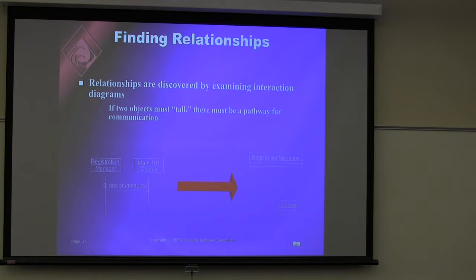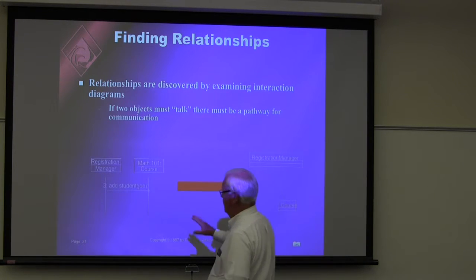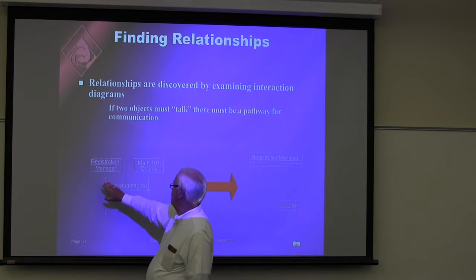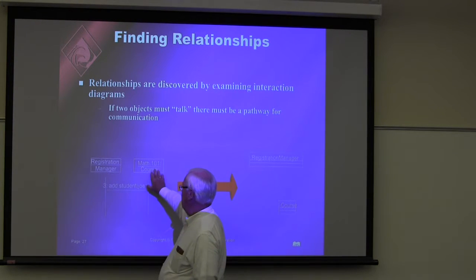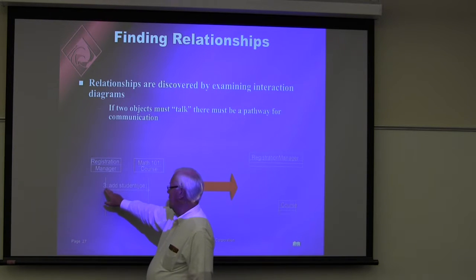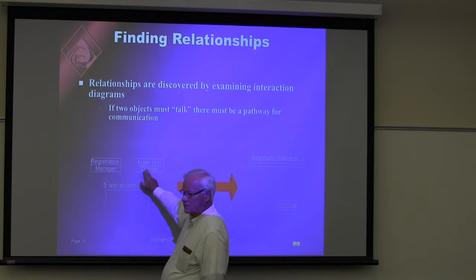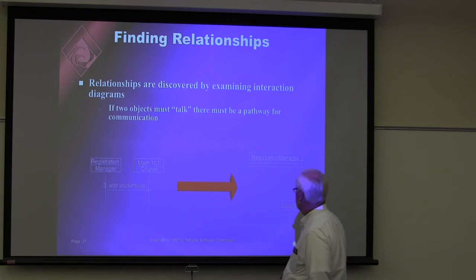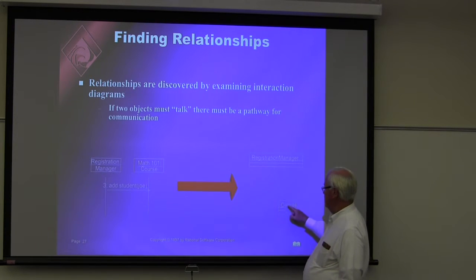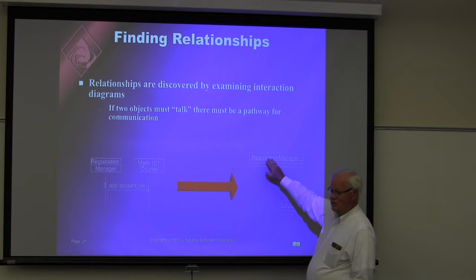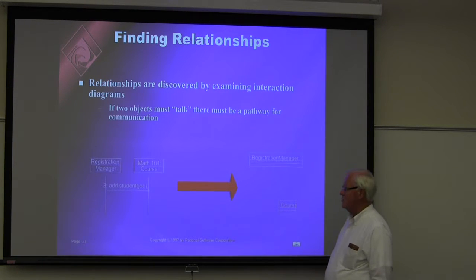So relationships are discovered by examining interaction diagrams. So taking out of the sequential view, we saw that we had a relationship between Registration Manager and Math 101, which is in courses, right? And we send a request to add student, Joe, to course. Over here, it looks like this, Registration Manager, course. There's a dependency here because it goes both ways. The course affects the Registration Manager, the Registration Manager affects the course.